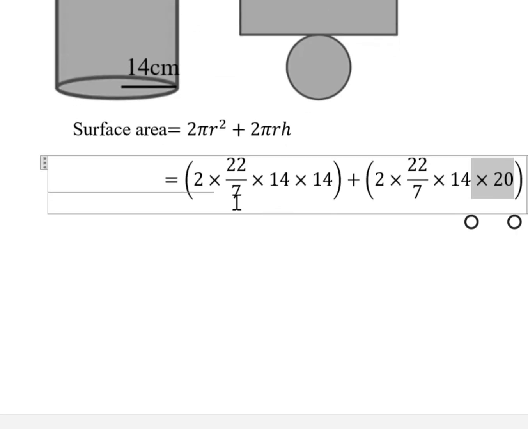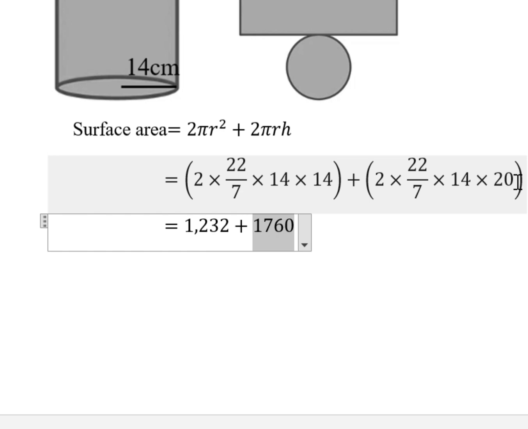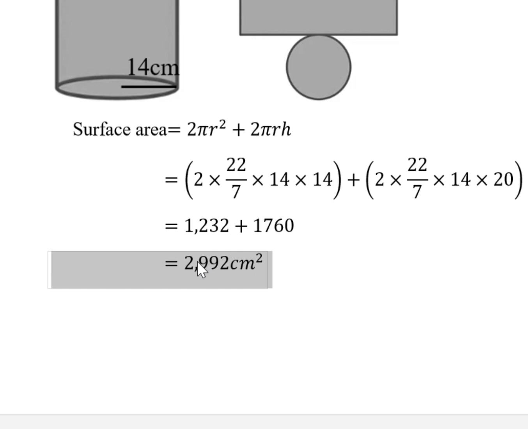At this point, you realize this 7 will cancel here twice. So we shall have 2 times 22 times 2 times 14, and that will give us 1,232. Then plus, this 7 will cancel here twice also. So we shall have 2 times 22 times 2 times 20. This simplifies to 1760. You add the two, you get 2,992 square centimeters. That is the area of that cylinder if it is closed.